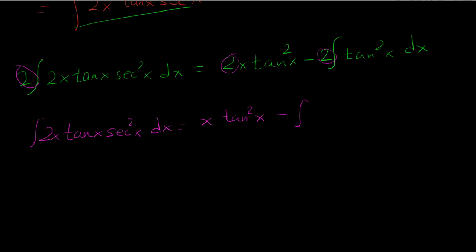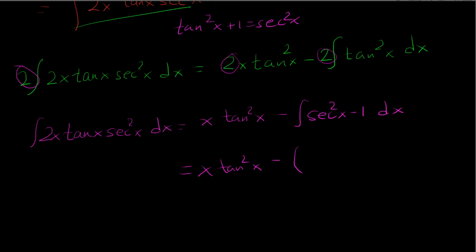And tangent squared, well, I know that tangent squared plus 1 is secant squared. So tangent squared is secant squared minus 1. So I'm going to have the negative outside. The antiderivative of secant squared is tangent x. Antiderivative of negative 1 is negative x plus c. And so the final answer is x times tangent squared x minus tangent x plus c.